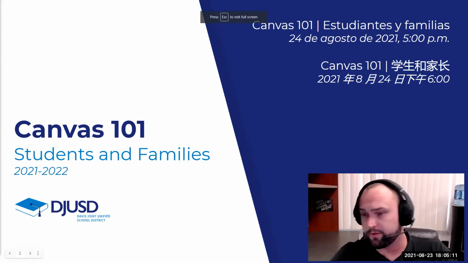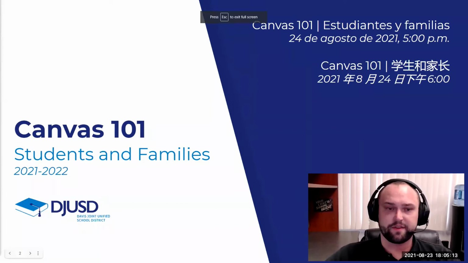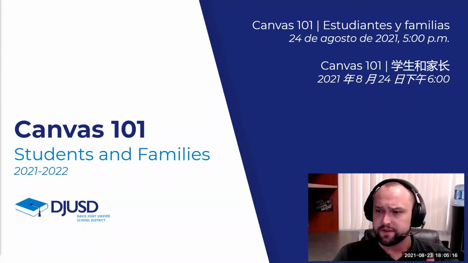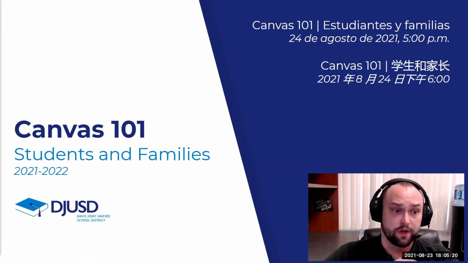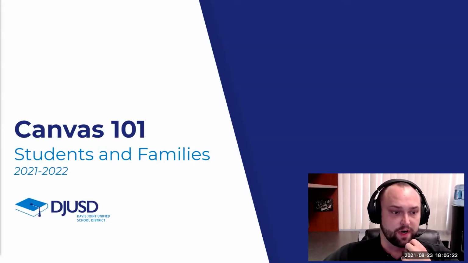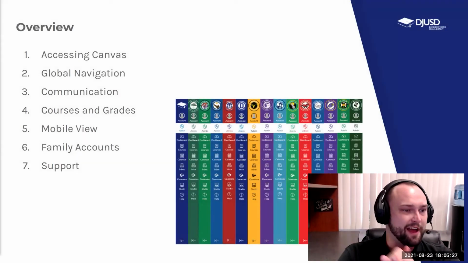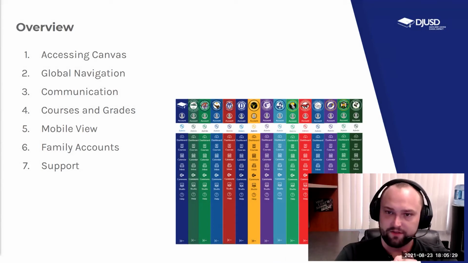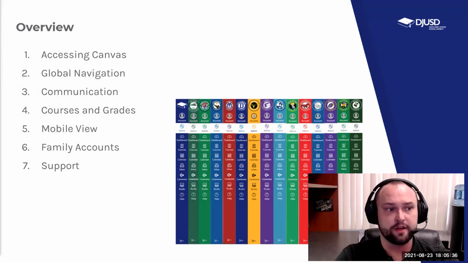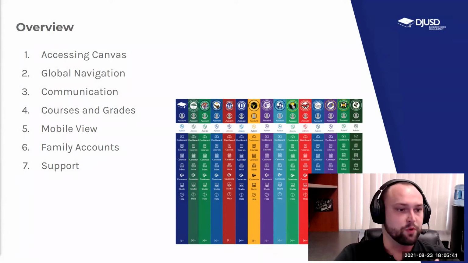So I will be going through just the basics of Canvas, how to use it as a student, and then also as a parent, how you can get your Observer account going. So we'll jump right in here and go over the overview of what we're going to do. So what I basically just said, accessing Canvas, so how you can access Canvas both as a student and as a family member. We'll go through the global navigation of how you can go throughout Canvas using the inbox and the dashboard and all your different courses, how they're organized.